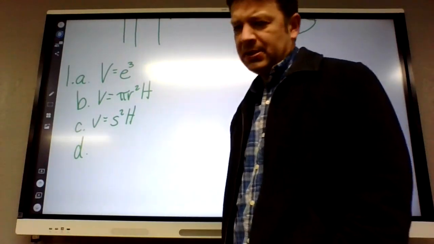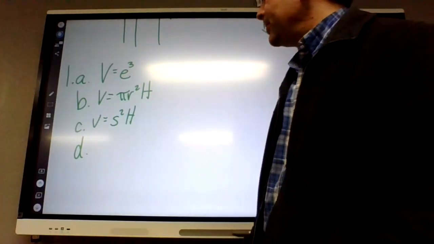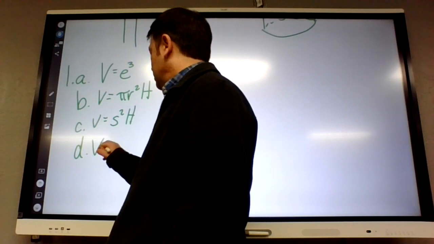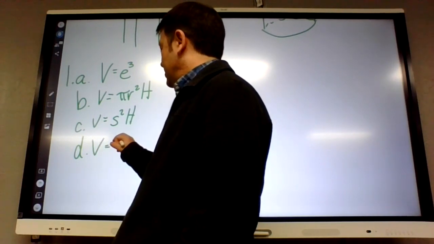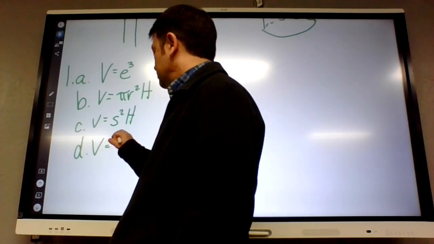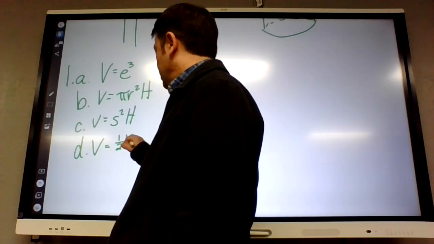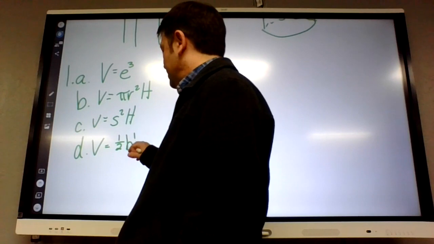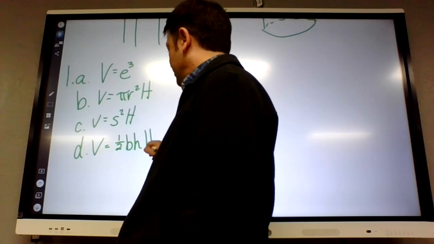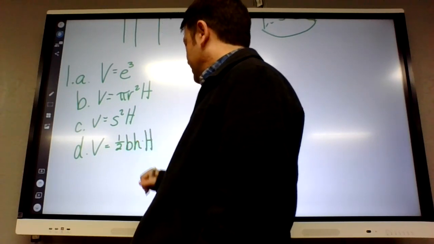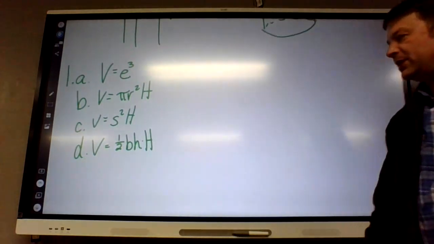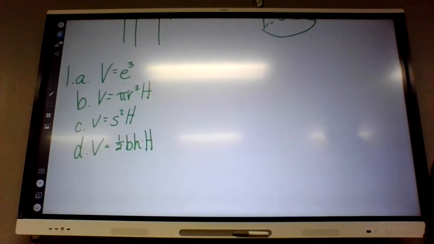Alright. D. Triangular prism. We talked about that one too. How do we find the area of a triangle? Base times height over 2, times the height. You could also, instead of base times height divided by 2, do 1/2 base times height. I don't really care, I'm just letting you know. So 1/2 base times height times height of the prism.